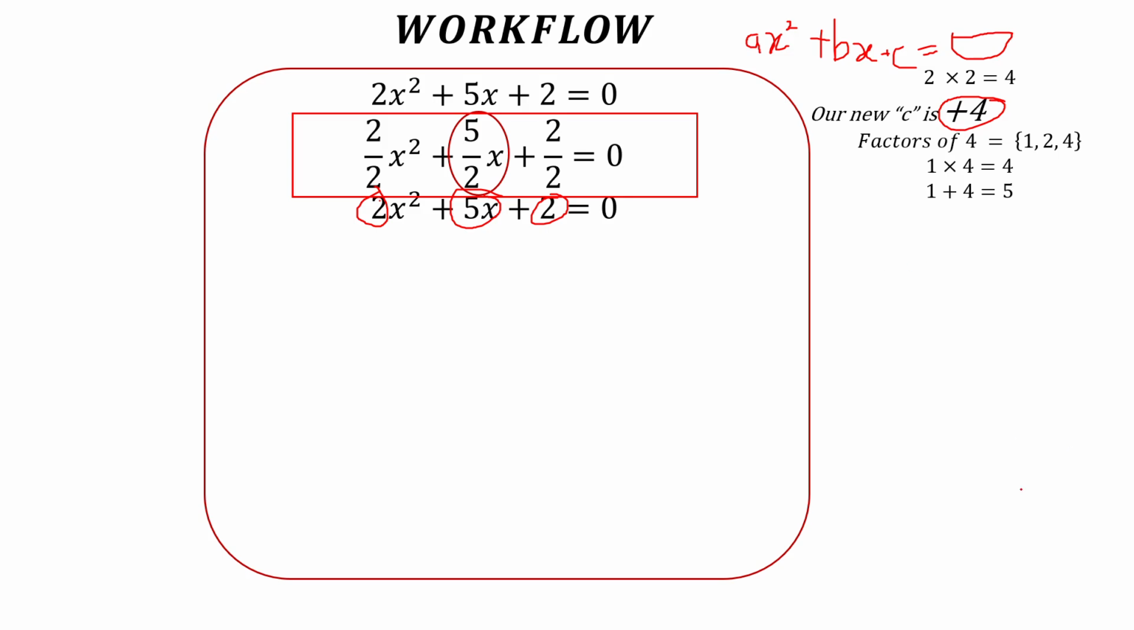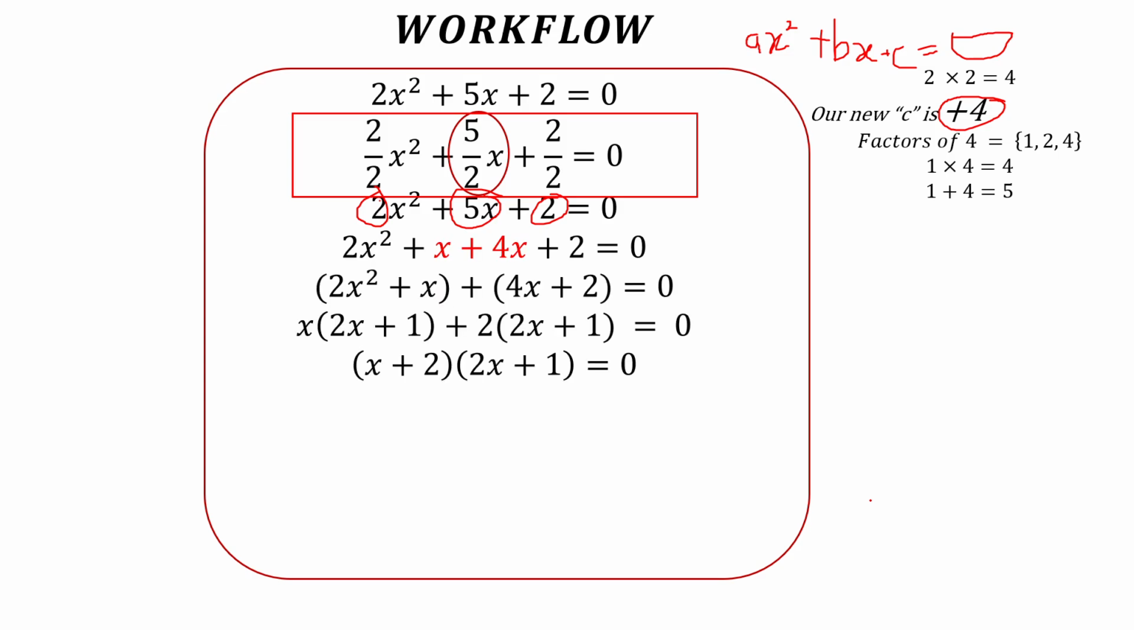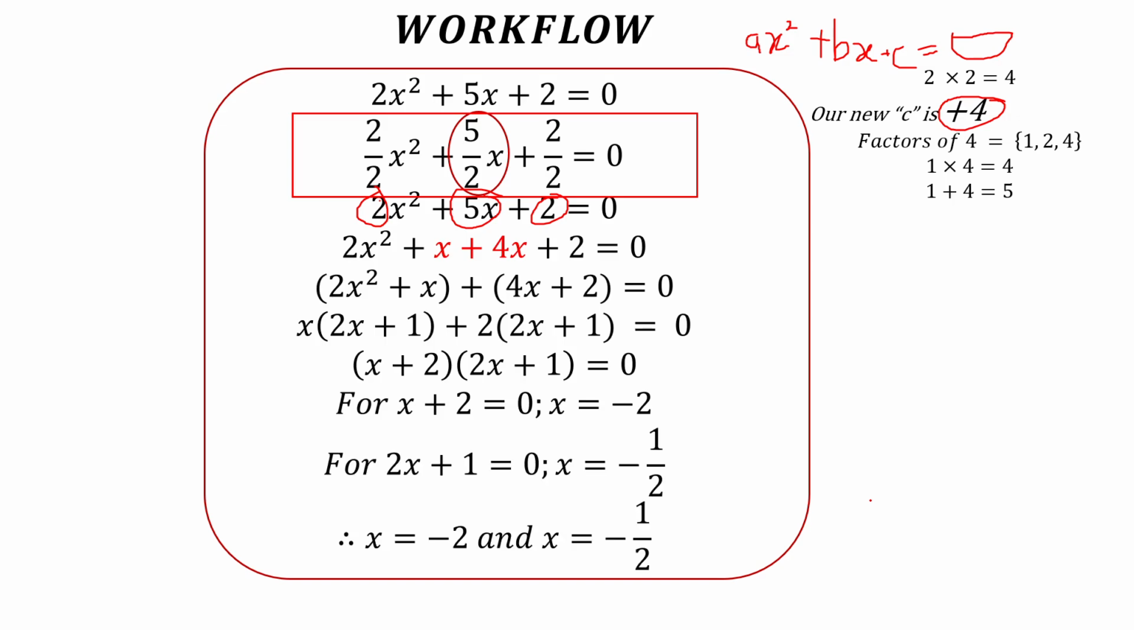So we proceed to split this positive 5 using those two numbers, so that's going to give us this. Okay, then we group them, factorize, then proceed to get our final answers. So the answers for this particular question are -2 and negative half, or negative 0.5.